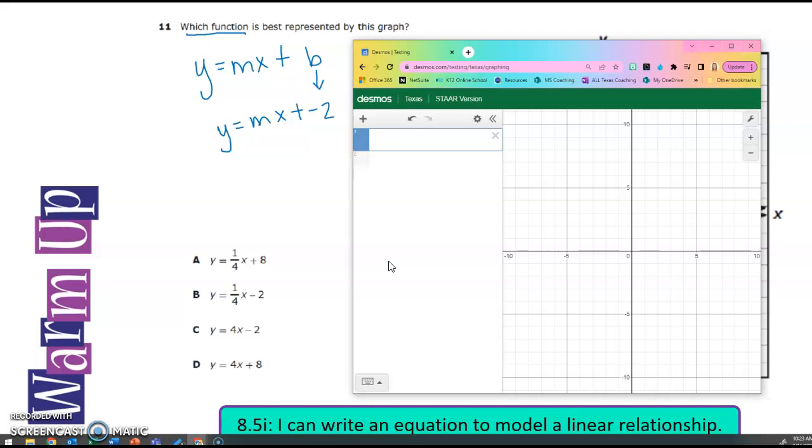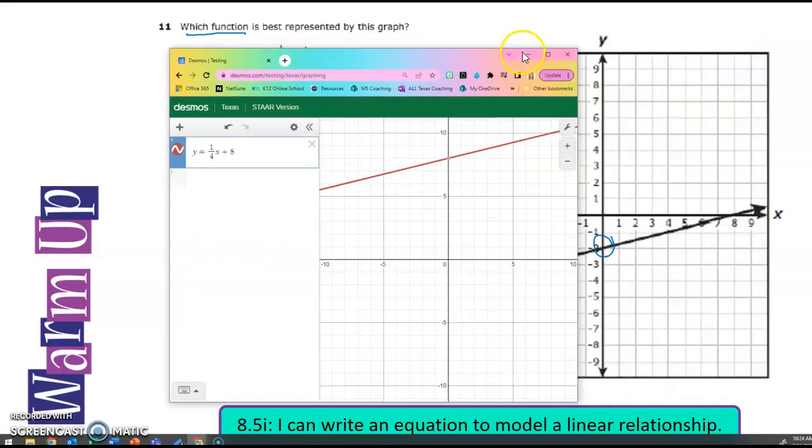So we're going to start with y equals 1/4. I just did 1 divided by 4 to make the 1/4. Then you're going to want to click right here so that your x doesn't go underneath that. It goes to the side. And then you're going to put your x in right there. 1/4 x. Do your addition sign. Plus 8. So notice I'm looking at A right here. And this is what I got.